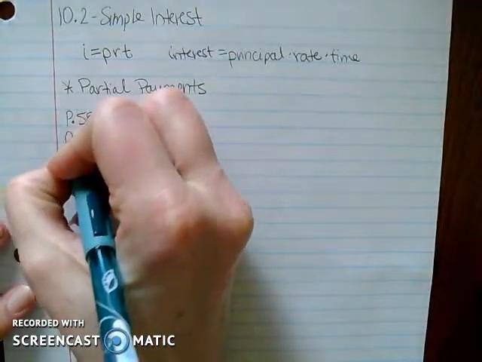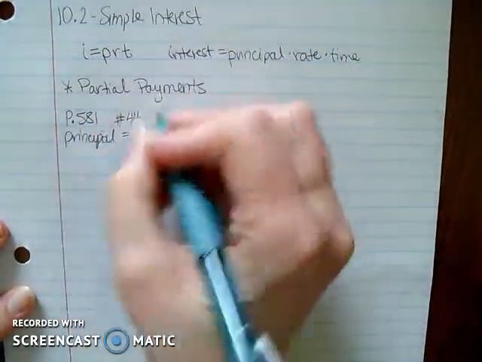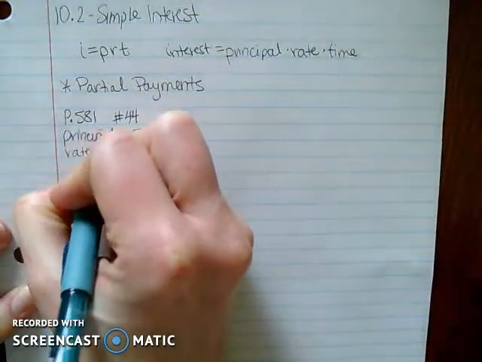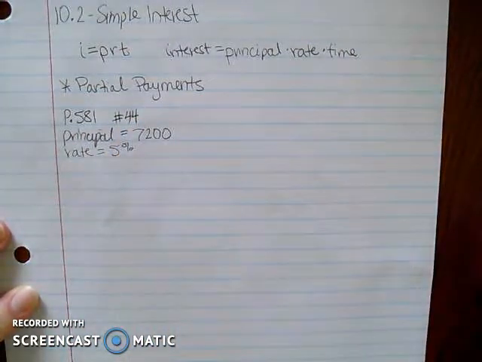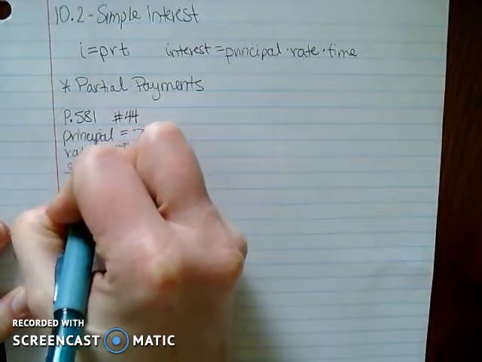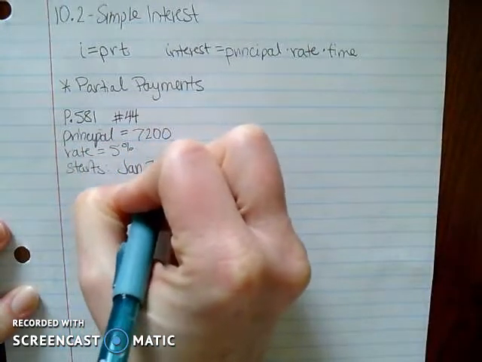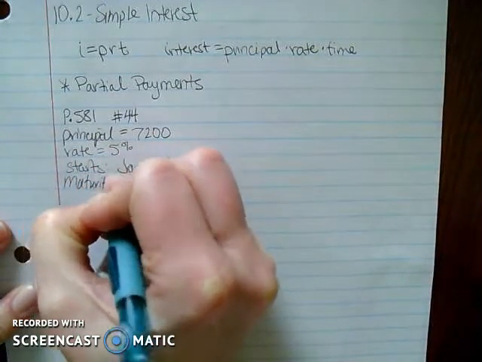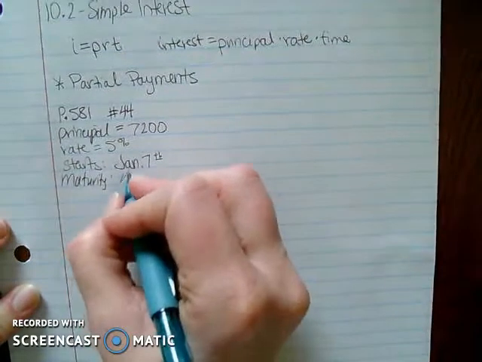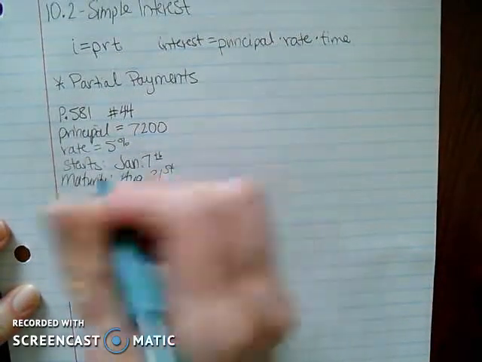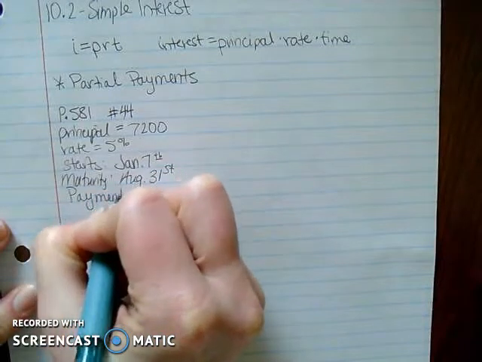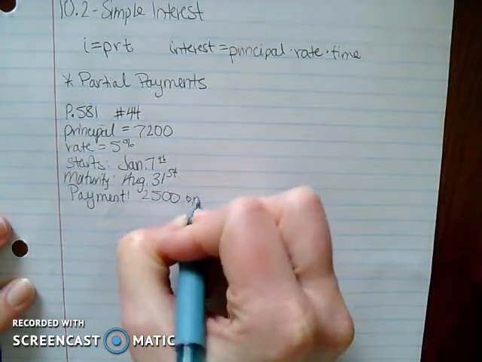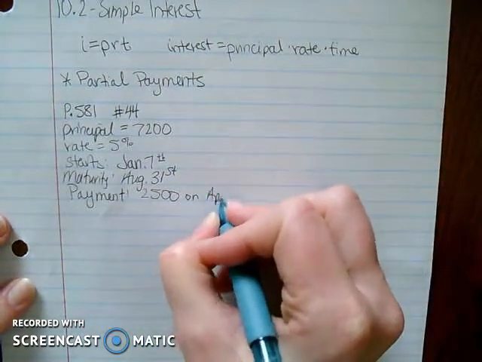Okay, so our principal for that one is $7,200. The rate is 5%. And then it starts on January 7th. And the date of maturity, that means the ending date, is August 31st. And then we make a payment, though, of $2,500 on April 10th.